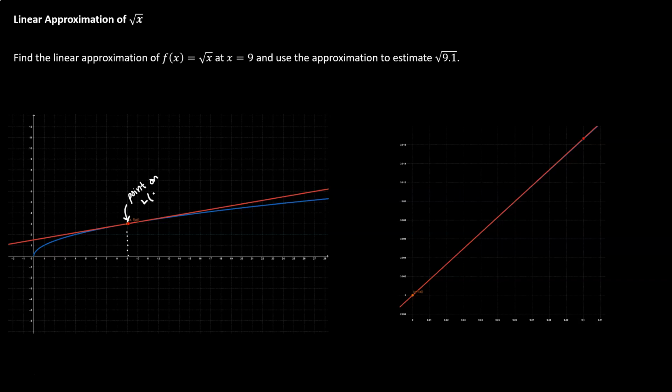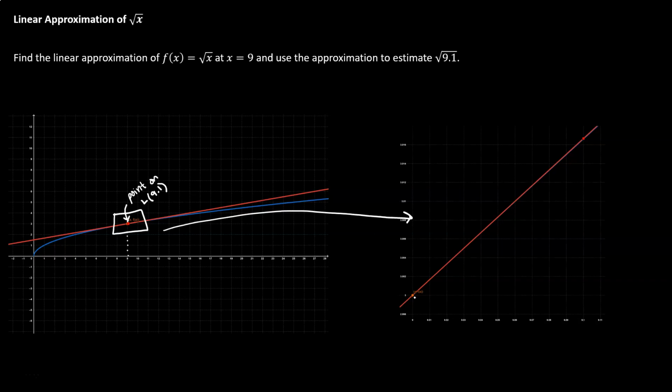In other words, the L of x function. So this is the point where we plugged 9.1 into the L of x function. Because the graph on the left is zoomed out so much, those points look like they're perfectly on top of each other. If we zoom in, we can see the graph on the right.